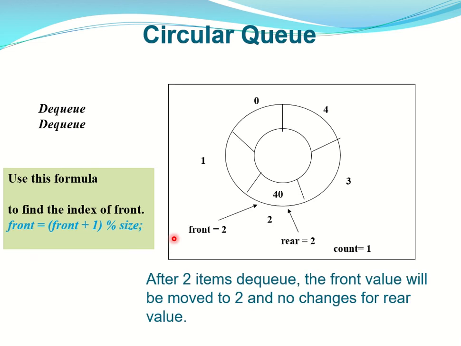How about the front value when you dequeue from the list? When you dequeue the first time, front equals 0, so 0 plus 1 mod 5 means front will point at 1. So front equals 1. When you dequeue again, using this formula, 1 plus 1 equals 2, and 2 mod 5 equals 2. That means front equals 2. So you can use the formula to know the position of front and rear.